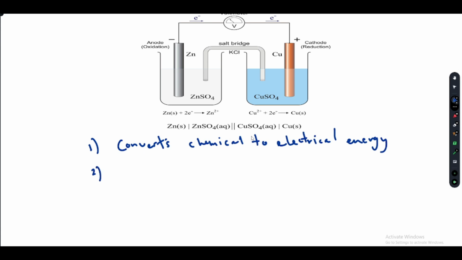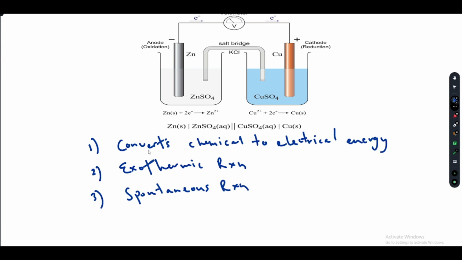Number two, the reaction that takes place here, which we know is a redox reaction, for a galvanic cell is an exothermic reaction. And lastly, the reaction that takes place here is spontaneous.